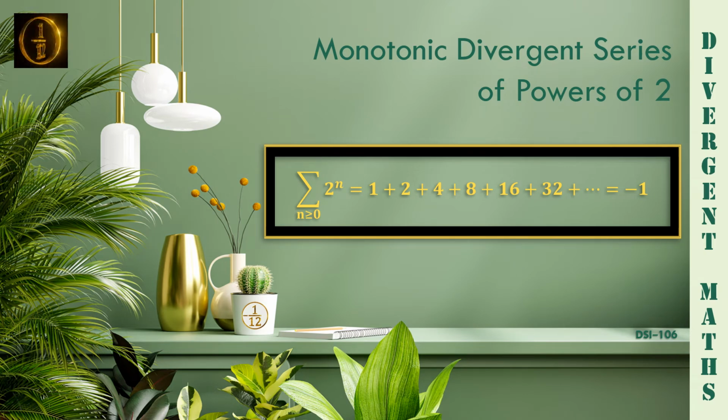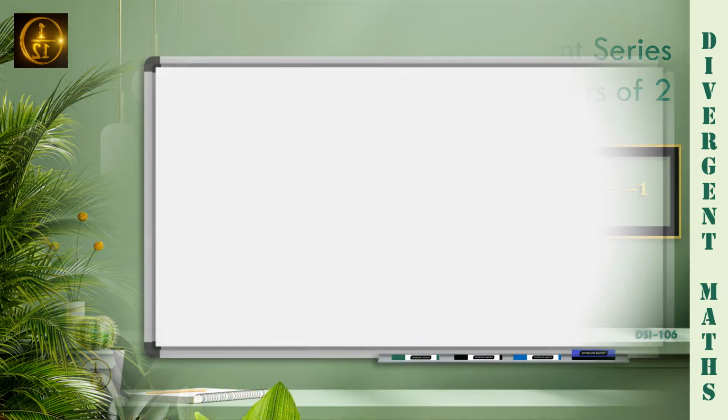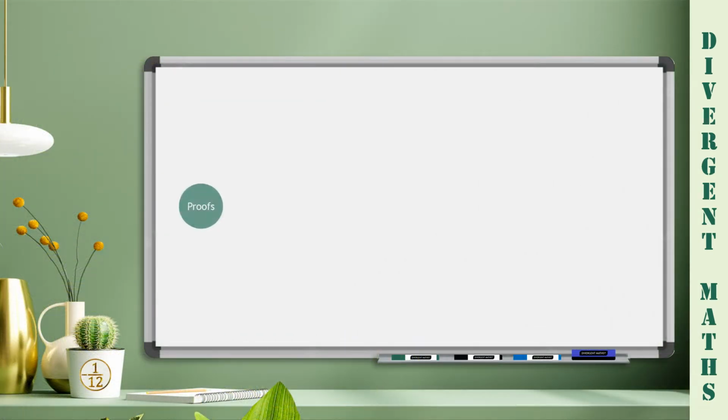Hello, what's on the menu for today? Monotonic divergent series of powers of 2: 1 plus 2 plus 4 plus 8 plus 16 plus 32, etc., equal to -1. We're going to go through 7 proofs.